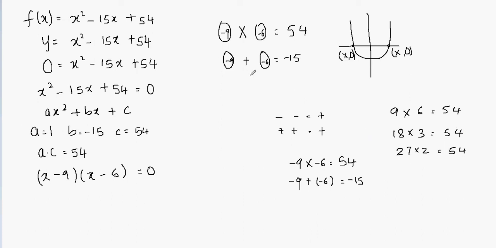And then if we take negative 18 and negative 3, will this be true? So let's say this is negative 18 plus negative 3. Do we get negative 15? No, because negative 18 plus negative 3 is going to be negative 21. So this is not correct. The same thing will happen with 27 times 2. So the factors which we can choose here, the best one which fits here is negative 9 and negative 6.